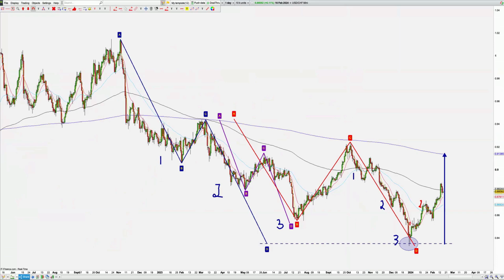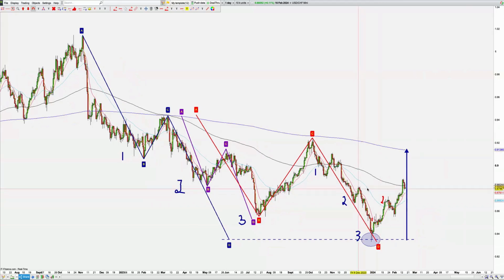You can see the big blue ABCD pattern, that's containing within the CD leg the purple ABCD pattern. And containing within the purple, that blue leg, the red ABCD pattern. That's pretty. Now, what can I see on the way up? 1, 2, 3. Yeah, potentially.